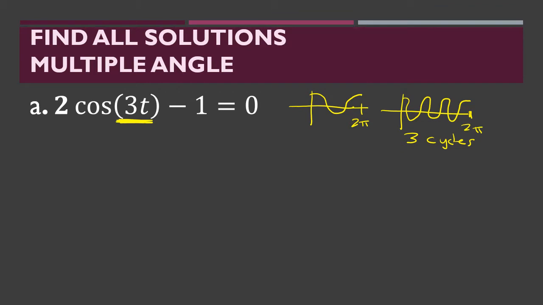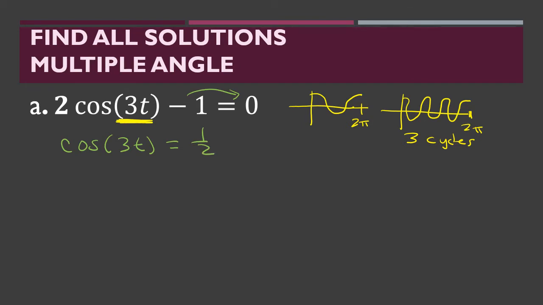So normally, if we want a solution, so maybe this equals 1/2. So let's go ahead and solve this actually. So I still have to isolate the part of the problem that has a cosine. So I'm going to move my 1 over to the other side and divide by 2. So over here, I am looking at cosine of 3t equals 1/2.